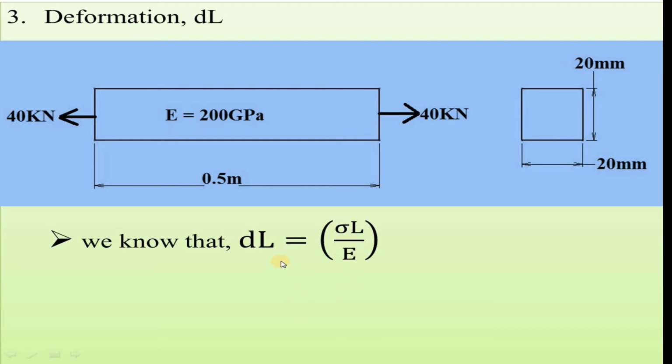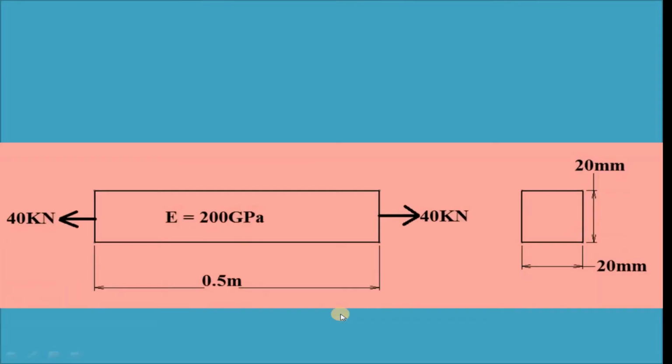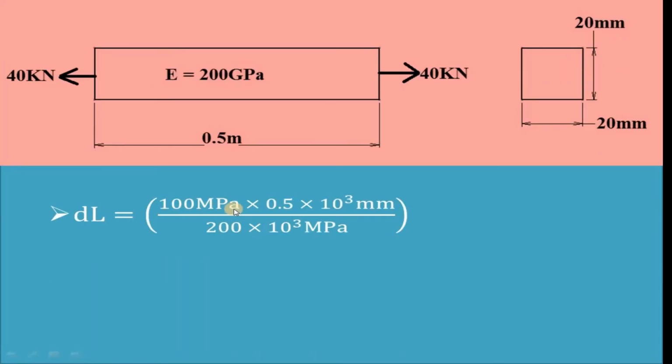So in this problem, we know the values of sigma, L and E. So just substitute the values. We get dl is equal to 100 megapascal into 0.5 meter whole divided by 200 gigapascal. Here meter is nothing but 10 power 3 mm, that is 1000 millimeter, and gigapascal is nothing but 10 power 3 megapascal. So the next step will be dl is equal to 100 megapascal into 0.5 into 10 power 3 mm whole divided by 200 into 10 power 3 megapascal.